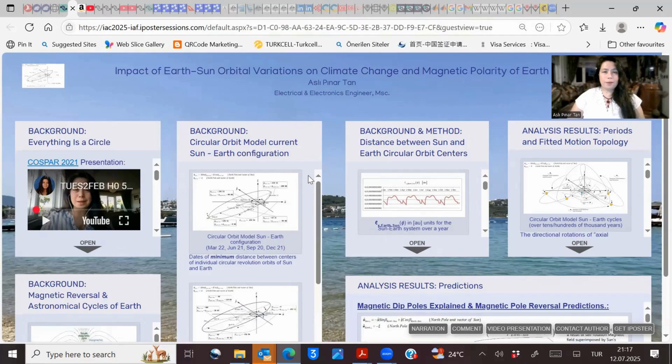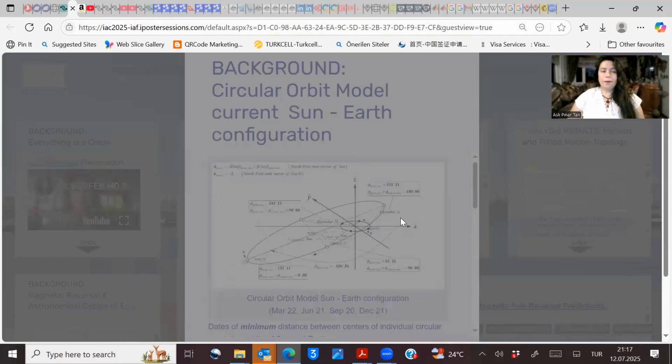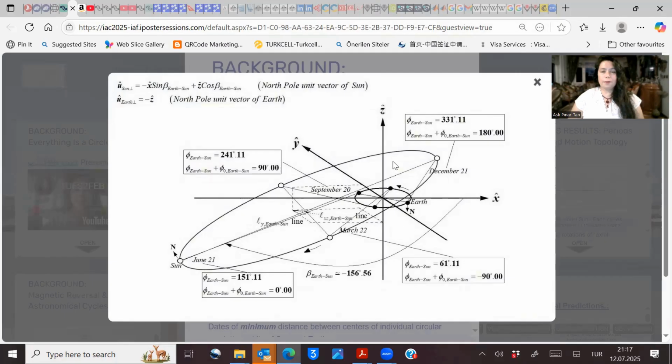So here in this pane, I have provided a basic Earth and Sun orbit configuration, not to scale, to give an idea of how the orbital parameter calculations have come out as a result of my research. If we take the horizontal plane to be the orbital plane of Earth, the Sun has a circular orbit plane which is tilted by beta degrees, which is minus 156.56 degrees from the x-axis.